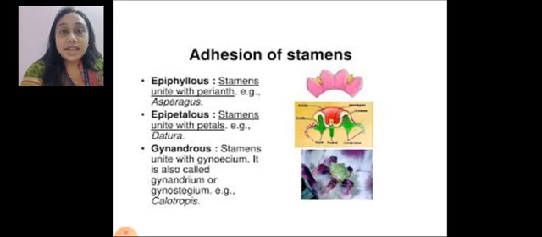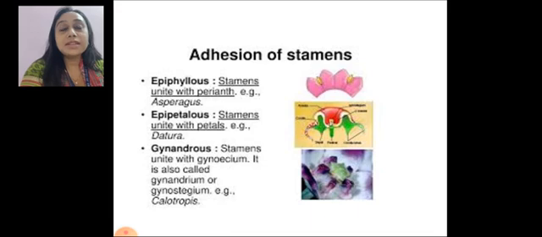Then the stamens, how they are arranged in a flower. The stamens may be arranged in the form of epiphyllous, epipetalous or gynandrous. Sometimes the stamens are attached to the perianth. Remember students, we studied about perianth. I revised it in today's class also. Perianth is the whole of tepal.